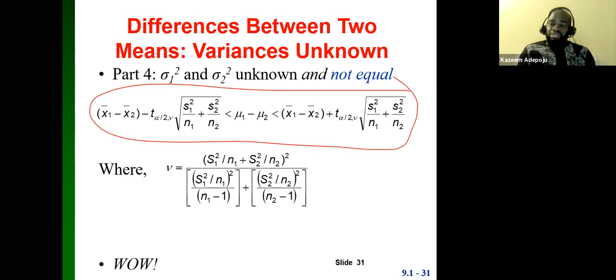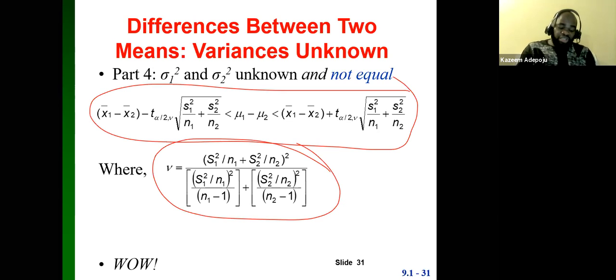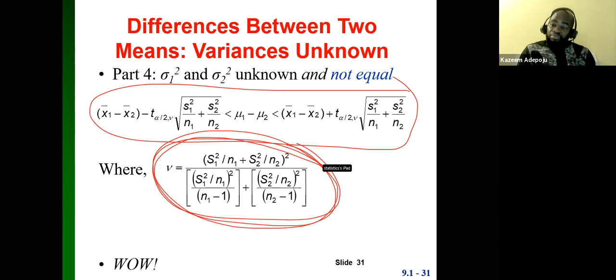The only thing to take note of is that the degree of freedom will be different from the degree of freedom of the pooled case. Here you need v to determine the degree of freedom. In the formula you have the two sample variances and the sample sizes taken from the two groups. After getting your v, that is what you're going to use as the degree of freedom to get the value for t. So this is the situation where the variances are unknown but they are not equal.